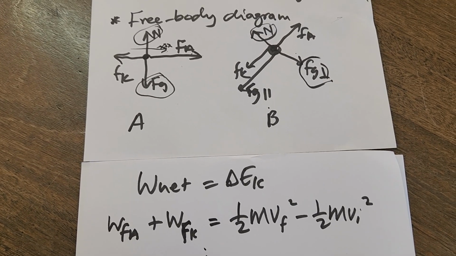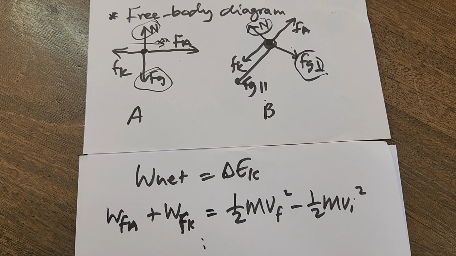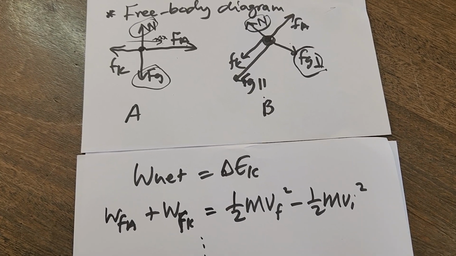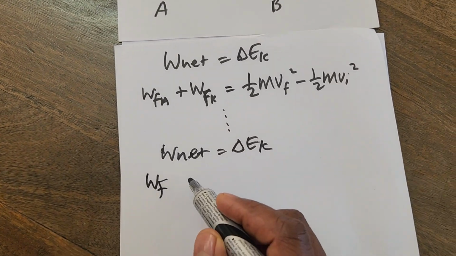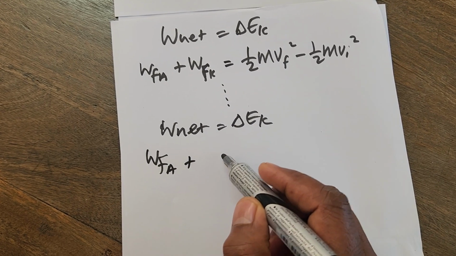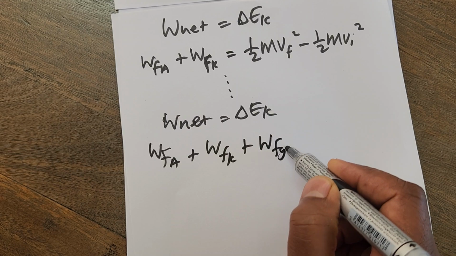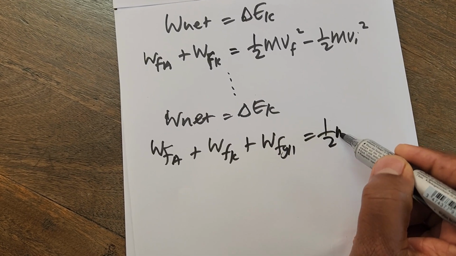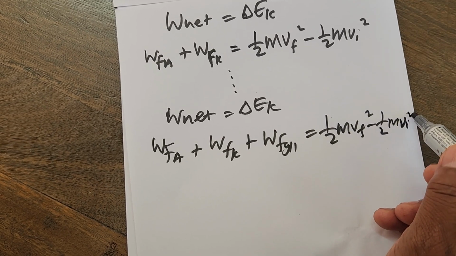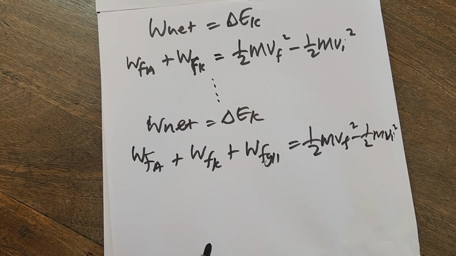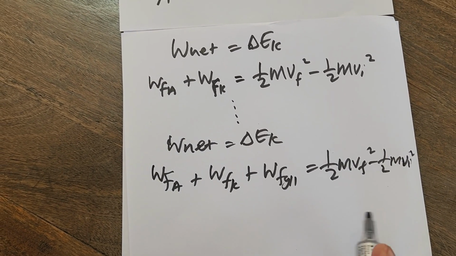Or in the second scenario of B, if they say use energy principles, you start with work net equals delta EK. The next step will say work done by applied force plus work done by friction plus work done by Fg parallel equals half m vf squared minus half m vi squared. This will give you a very good approach to this question. That's when we fuse work and energy.